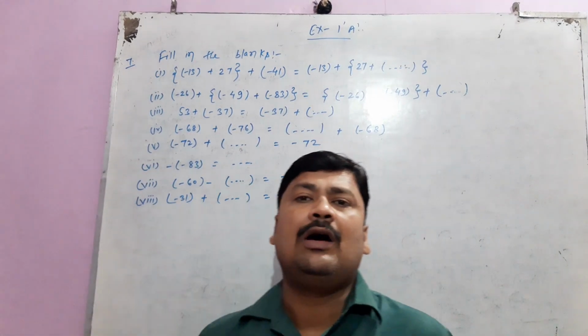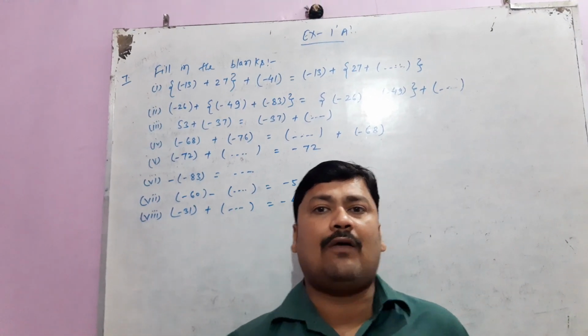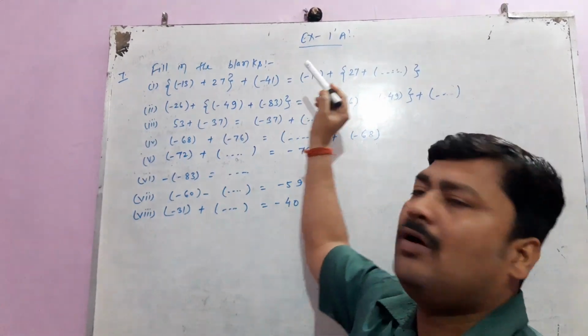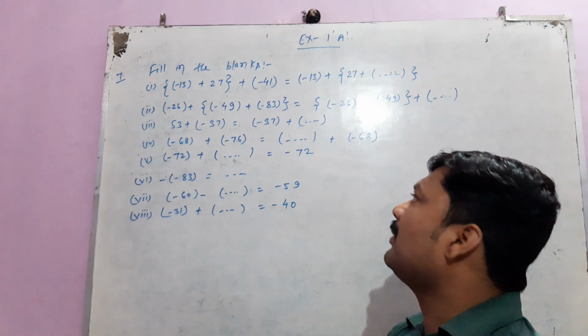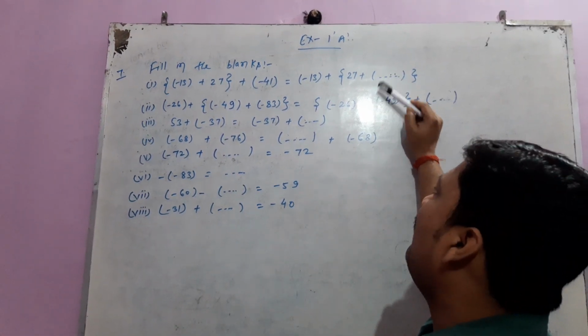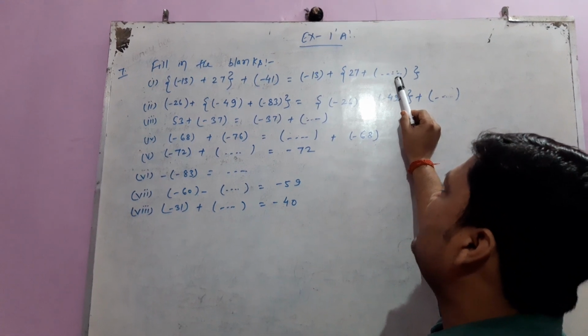In the previous video, I had taught you how to solve from question number 1 to 6 of exercise 1A. Now in this video, we will continue from question number 7. The first and second, both of the questions belong to the associative law of addition. So we have to fill here the missing terms.